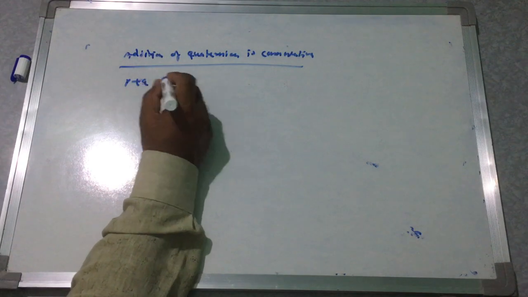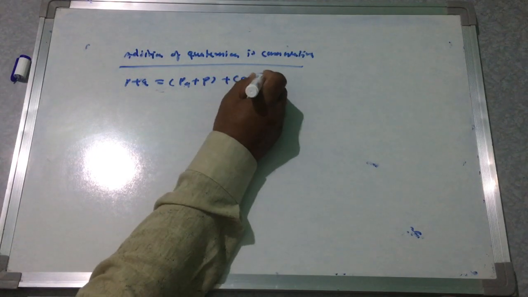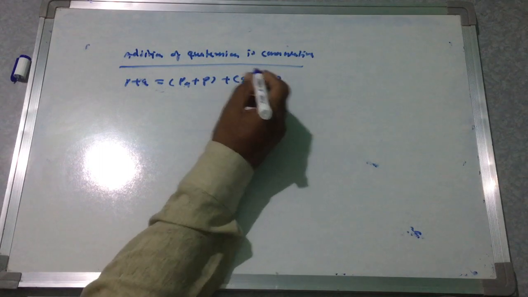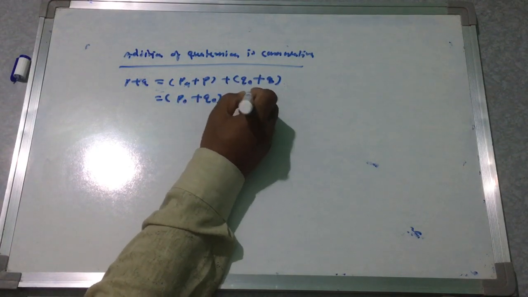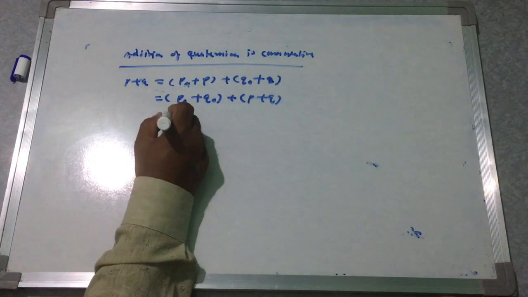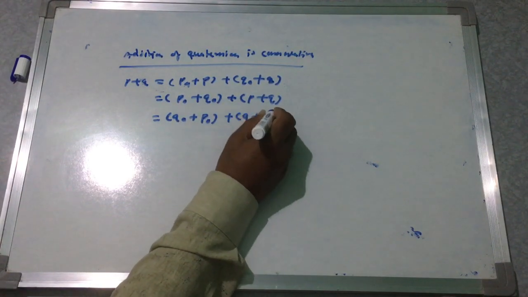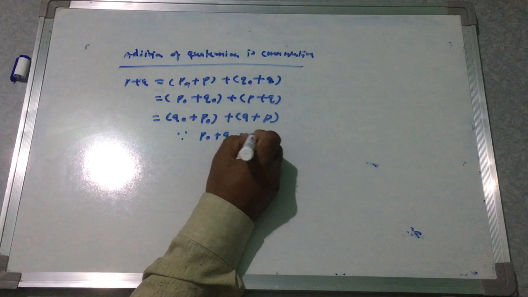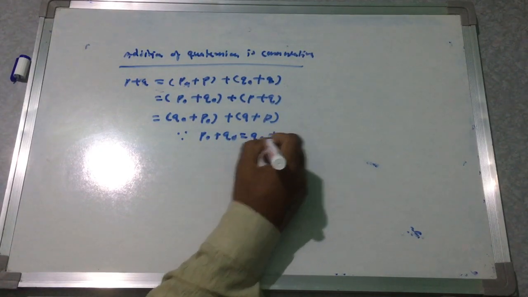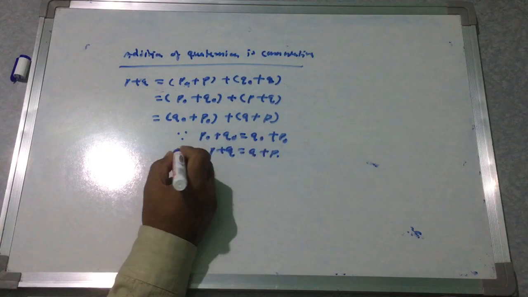It means P plus Q is equal to P0 plus P plus Q0 plus Q, that is equal to P0 plus Q0 plus P plus Q. It will be equal to Q0 plus P0 plus Q plus P. P0 plus Q0 is equal to Q0 plus P0, or P plus Q is equal to Q plus P.